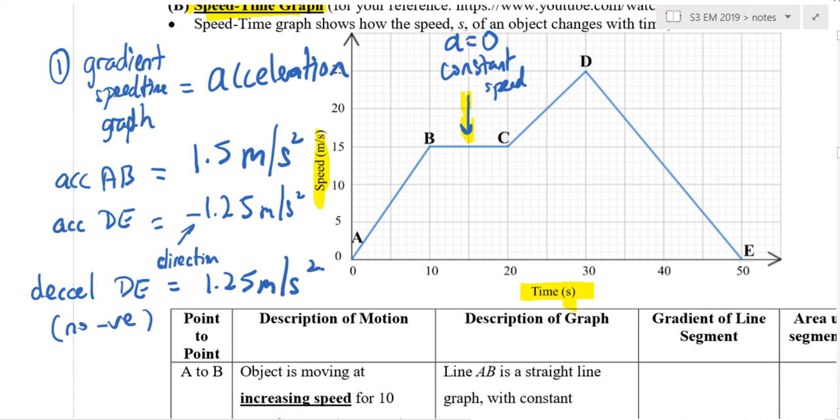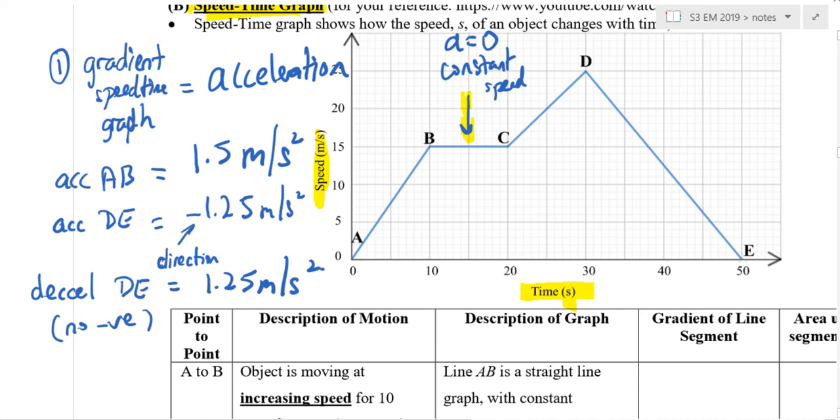Now notice that there is no negative sign. I want you to pay attention to these two things closely. If I ask you, what is the deceleration of DE? You don't put a negative sign because deceleration itself is negative. Do I make sense? Yeah. Okay, good. Okay, so first one done.